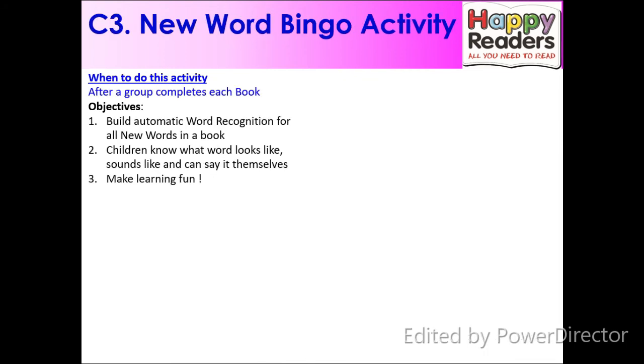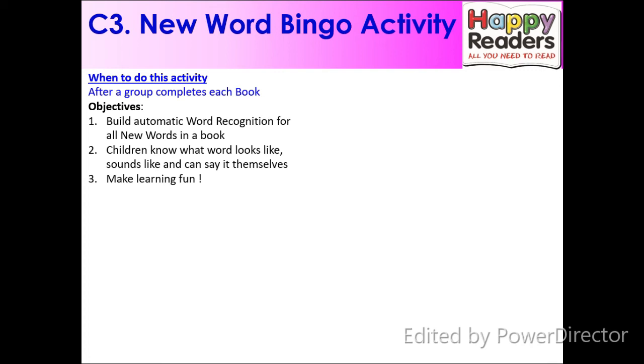Now we come on to activity C3, the new word bingo activity. This is an extremely popular activity, and hopefully this is definitely one that we'll be enacting as part of this training session. When do we do this? We do it after a group completes each book, because this activity can be done for the words in each of the 9 books using the cards that have been provided. The objective is to build automatic word recognition for all the new words in a book.